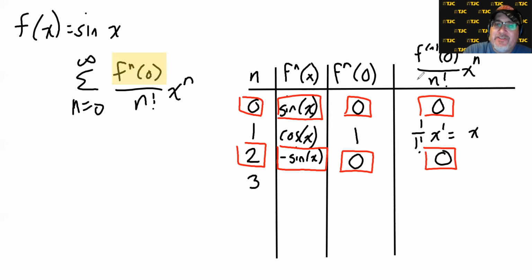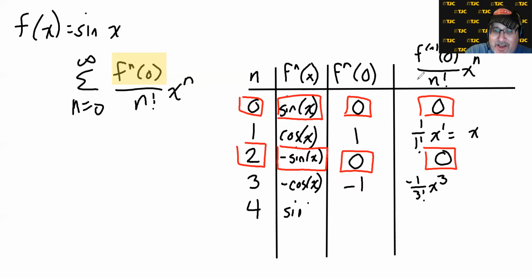The derivative of negative sine of x is negative cosine of x. And when we evaluate that at 0, we get -1. And so our next term, our third term, or at least the second one that doesn't disappear, is -1 over 3 factorial x cubed. And we'll just leave it like that for now. I know I could write it as -1/6 x cubed. We could put in 4, but the next derivative is going to be sine, and that's going to vanish at 0 at the center, so we don't need to mess with it.